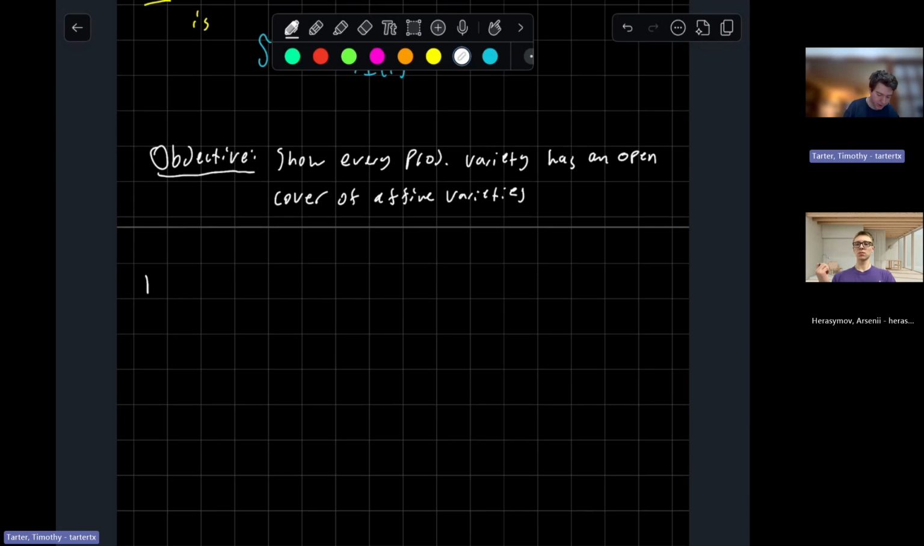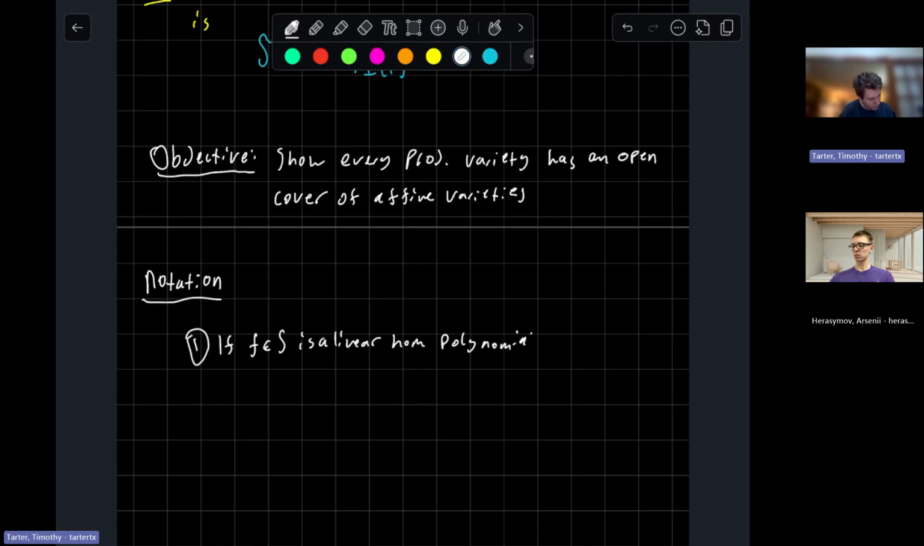So introducing notation. There's always more. So one, if f in S is a linear homogeneous polynomial, then the zero set of f is a hyperplane.